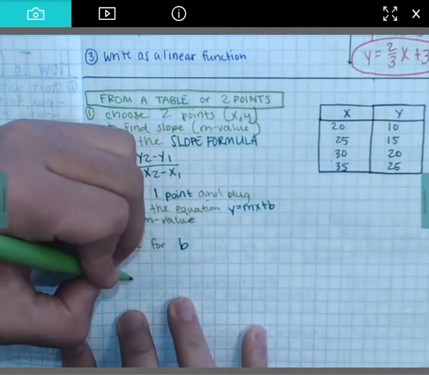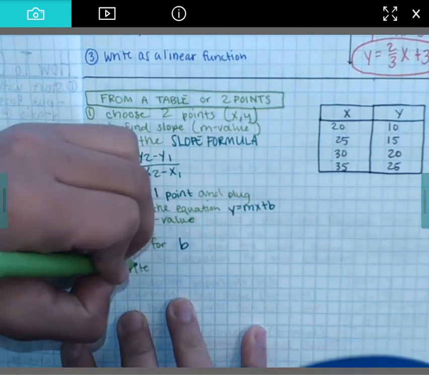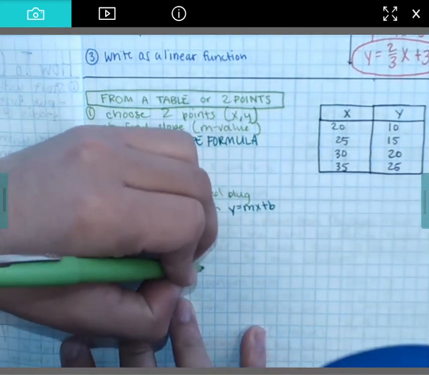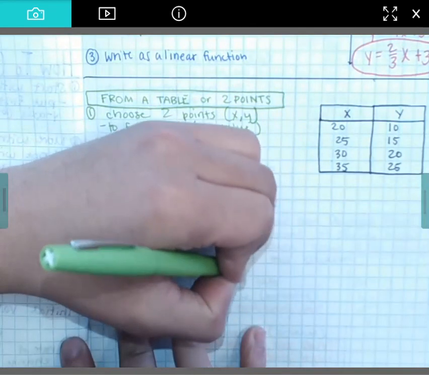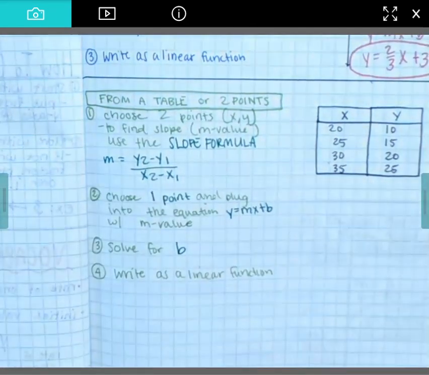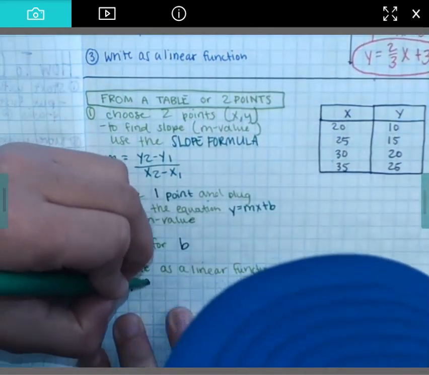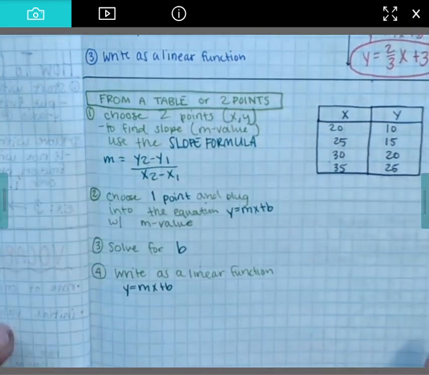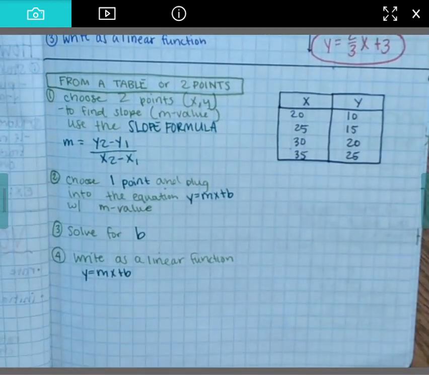And then after we solve for b, we're going to write this as a linear function. In y equals mx plus b, we're going to rewrite it. All right, so those are the steps. Choose 2 points. Using the slope formula, we find our m value. Then we choose 1 point and plug it into the equation y equals mx plus b with the m value. Then we solve for b, and then we rewrite as a linear function.